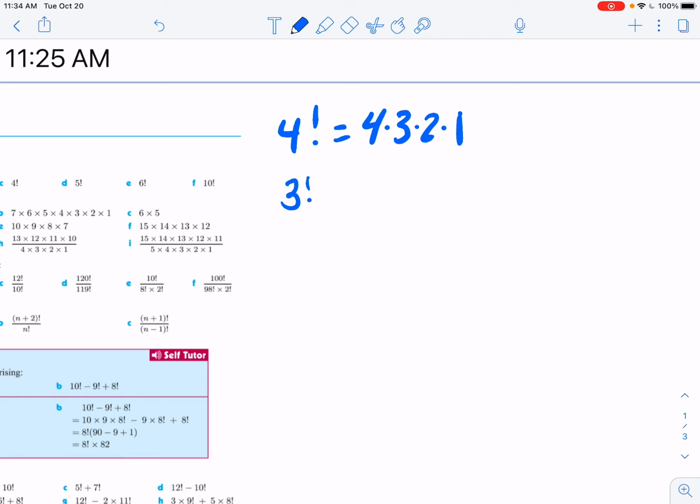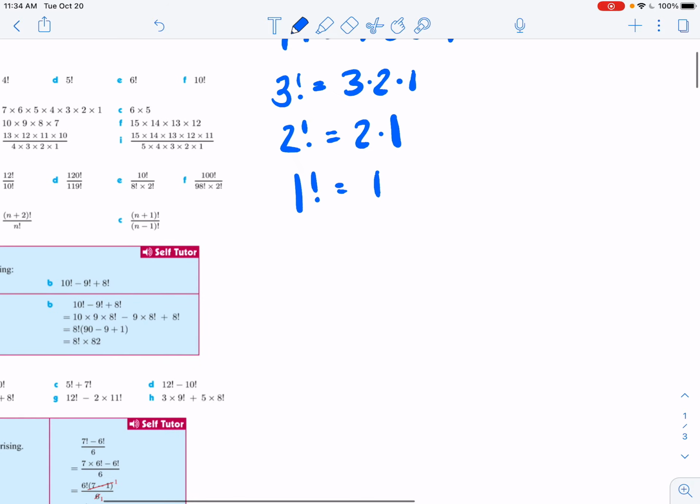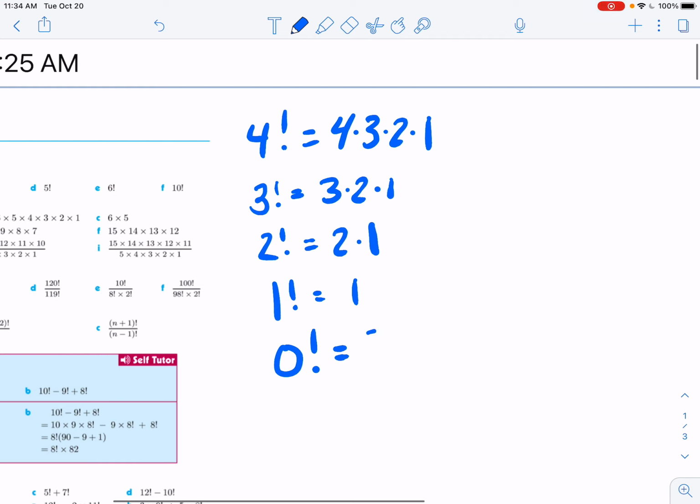So if I have 4 factorial, 3 factorial, would you agree? Well, 3 factorial is 3 times 2 times 1. 2 factorial is 2 times 1. Yes, this seems tedious. 1 factorial is just 1. The question becomes, what is 0 factorial?